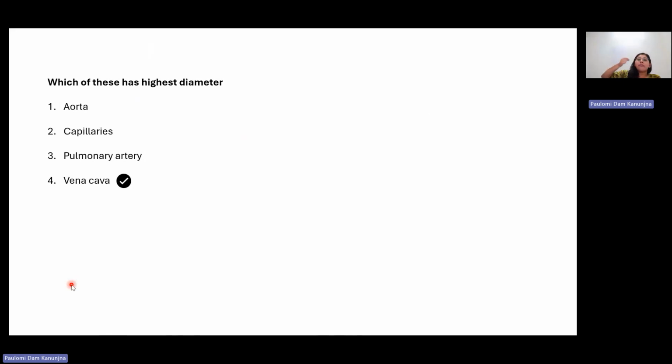They have to be, as I told you, they are for exchange. For exchange, you need very thin layers, so they are some micrometers. And pulmonary artery is again an artery, so it's around 2 centimeters. Just to recapitulate, capillaries are the smallest, they have to be. Vena cava is the largest blood vessel. Aorta is the largest artery. Pulmonary artery is like a normal artery, around 2 centimeters.